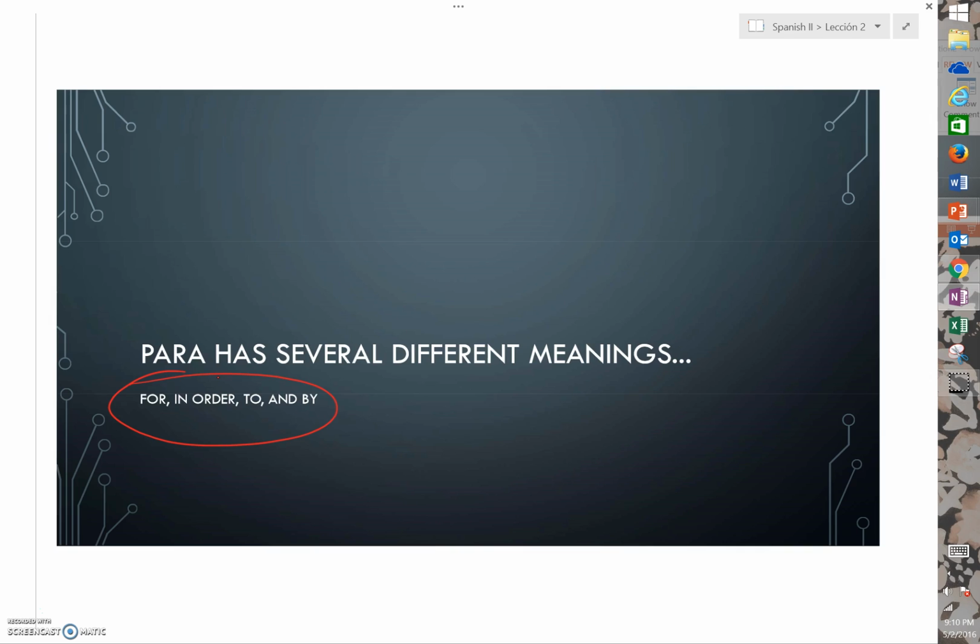Before we begin, we're going to do this a little bit differently. Instead of me lecturing you on the different rules between para and por, you guys are going to discover the rules on your own. You're going to read sentences and you're going to tell me why para is used in these sentences. We'll do the first one together so you can get a feel for what my expectation is.